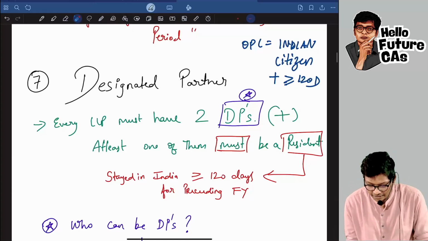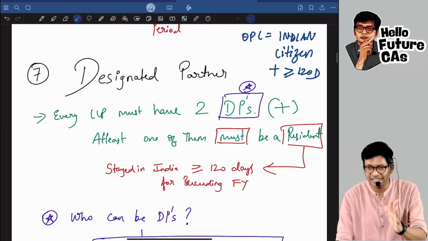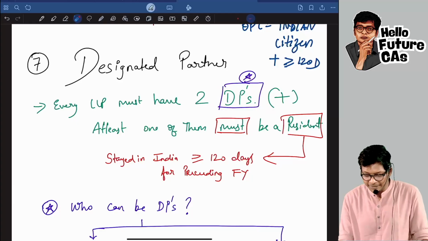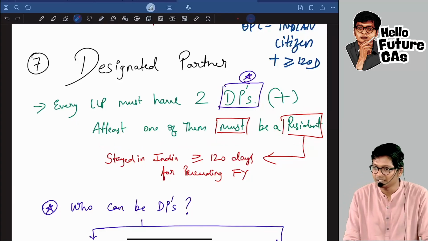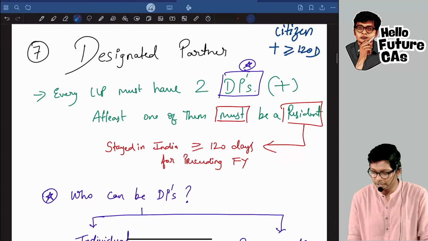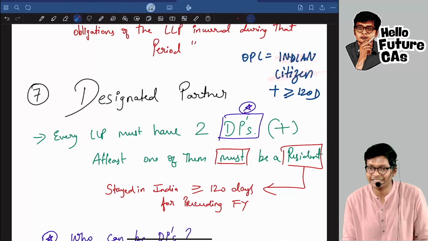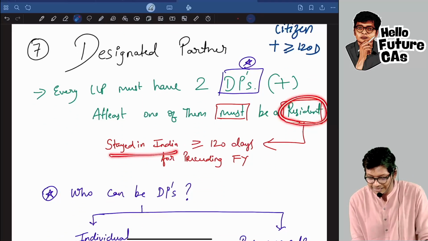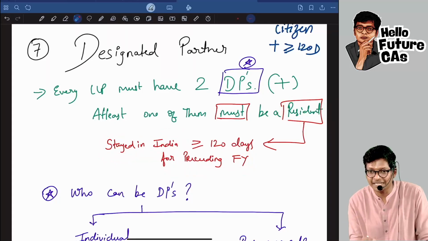So over here, LLP must have two DPs. Sir, what is important for the exam, sir? We have only 90 minutes. Correct. LLP should have at least two DPs and one of them must be a resident. One should be a resident, guys. Are you following? Who is that resident? Here they don't talk about Indian citizen, nothing, like OPC. The point is clear: must be a resident, stayed in India for 120 days or more in the preceding financial year.